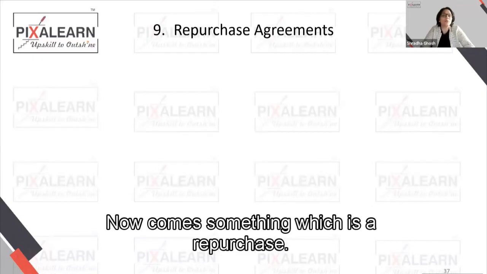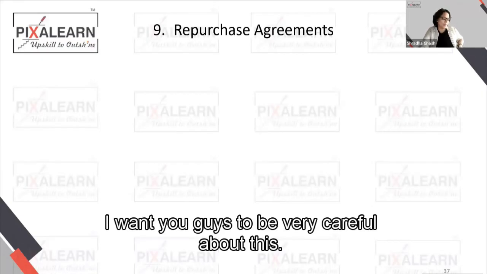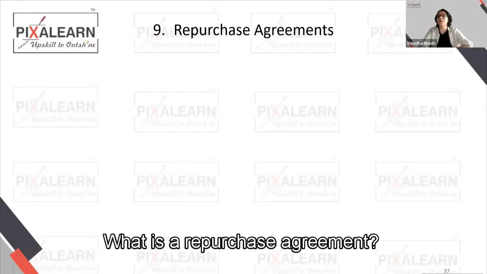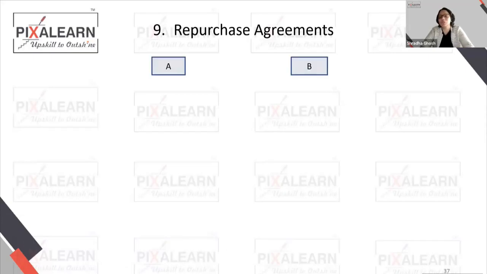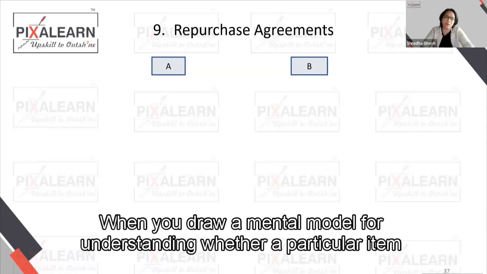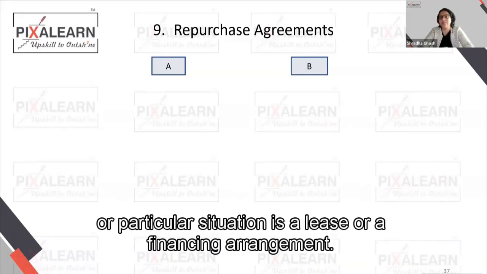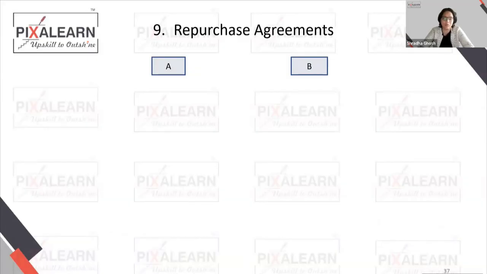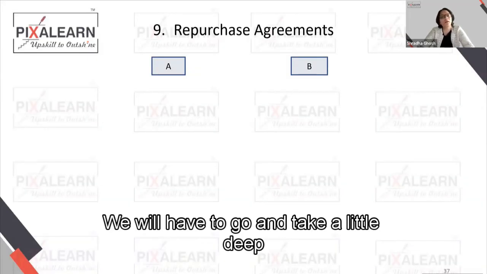Next comes something which is a repurchase. I want you guys to be very careful about this. What is a repurchase agreement? The general rule, and I'll tell you the approach: when you draw a mental model for understanding whether a particular item or situation is a lease or a financing arrangement, we will have to dig a little deeper.